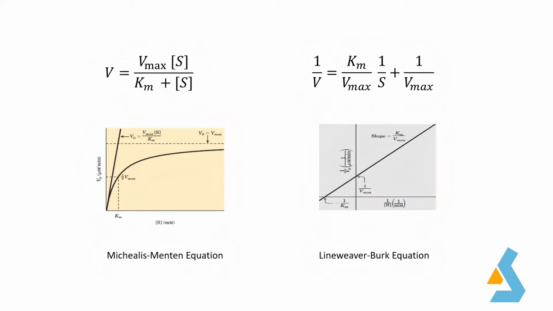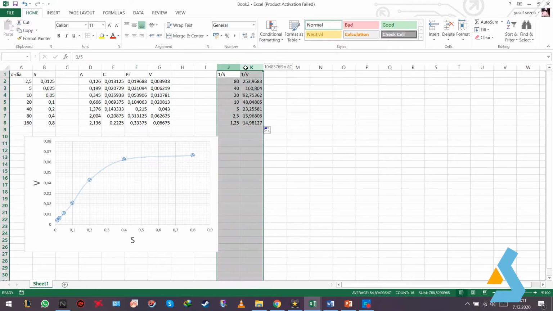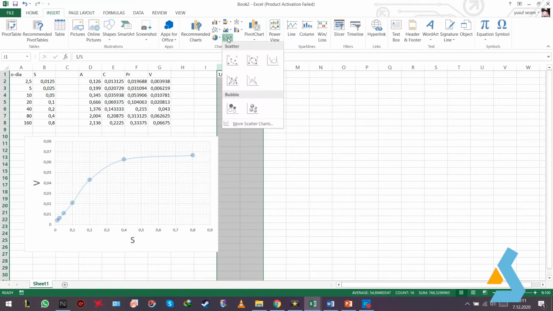By plotting the Michaelis-Menten equation, we cannot obtain Km and Vmax values. Therefore, we linearize the equation, obtaining the Lineweaver-Burk equation. And we can then calculate the Km and Vmax values by plotting 1 over S versus 1 over V. First, we calculate the 1 over S values and 1 over V values. Then we add the graph showing the linearization of the data.